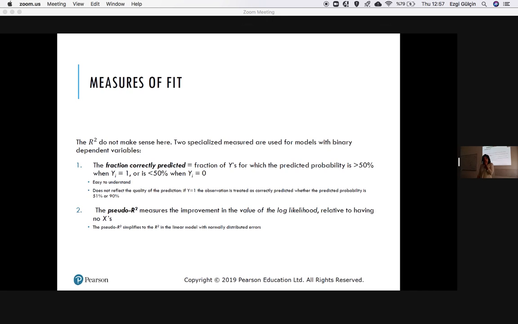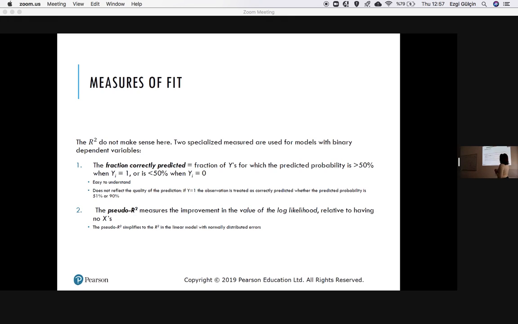So anyway, this one is not delivered in STATA, because this is something that is just used to understand how we interpret the goodness of fit of such models. So we cannot use the R-square anymore. This is a possibility, but STATA doesn't deliver this type of measure of fit because it doesn't really reflect the quality of the prediction. So what does it mean?